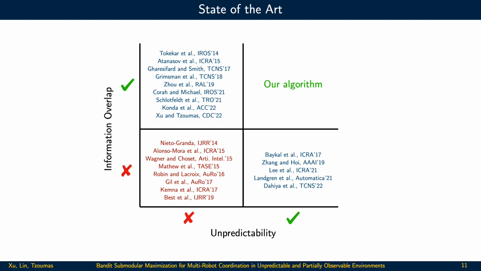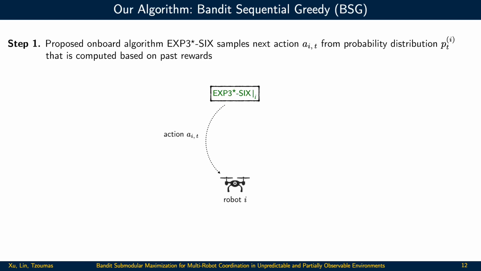The state-of-the-art of multi-robot coordination problems stands as follows. While all these works address coordination problems, they either assume the environment is predictable or they consider the tasks where the actions don't have information overlap, or even both. In this work, we propose an algorithm that addresses both aspects as well as the partial observability of the environment. Then, let's see how our algorithm works.